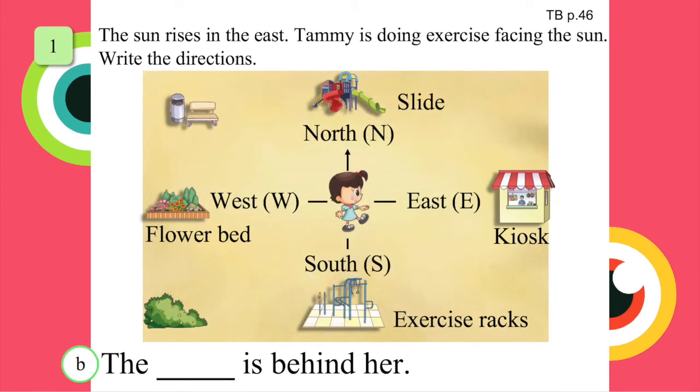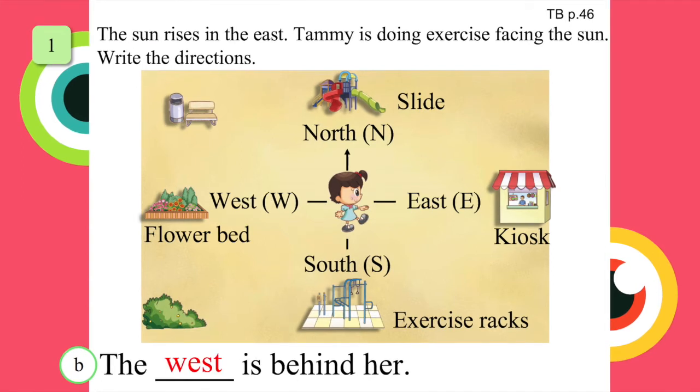So question B, if the east is in front of us, or in front of Tammy, which direction is behind her? So when we are turning our head to the east, the way behind us is the west.